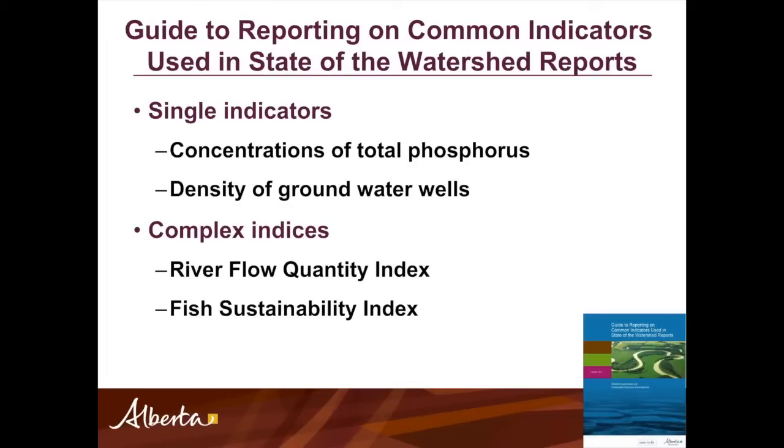And it deals with both single indicators, like concentrations of total phosphorus, density of groundwater wells, and things that are easily measured and reported on, and you can draw charts and graphs. But as well, there are some common complex indices that are used in many of these State of the Watershed reports. And there's a river flow quantity index, fish sustainability index, a river nutrient quality index, and various other indices. So these are all described in this handbook.